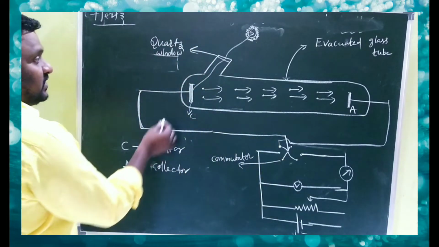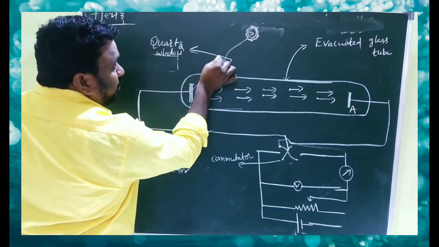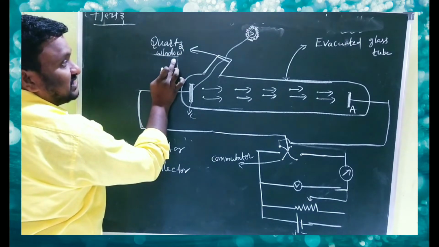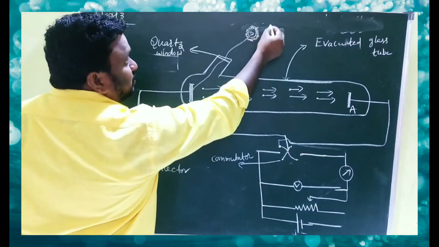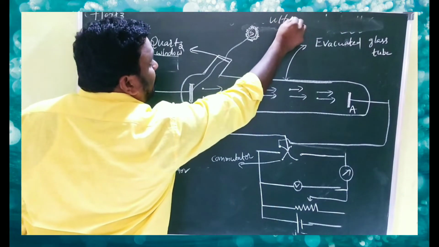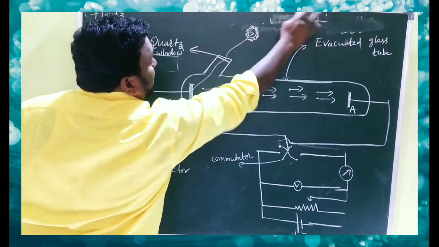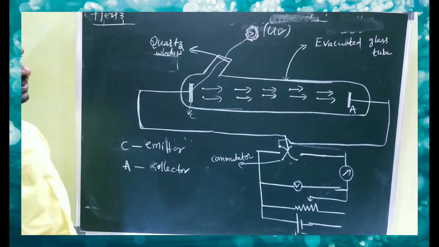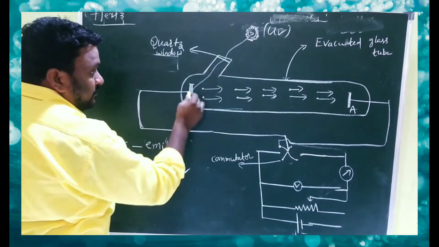And now children, there is one arrangement. It is like a window made of quartz material, a quartz window. And this is the source of light. It is almost all ultraviolet radiation, simply UV radiation. Clear? And it is a source like sunlight.